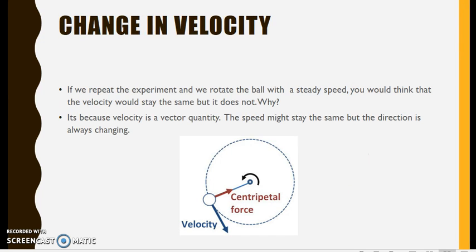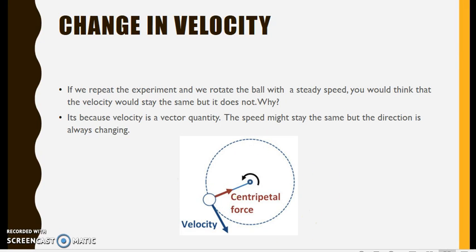Alright, change in velocity. If you repeat the experiment and we rotate the ball with a steady speed, you would think that the velocity will stay the same. But it does not. Why? It's because velocity is a vector quantity. The speed might stay the same, but the direction is always changing. So as you can see, velocity is facing right there, but when it's over here, it's going to face over there. So the direction changes, but the speed is always the same.